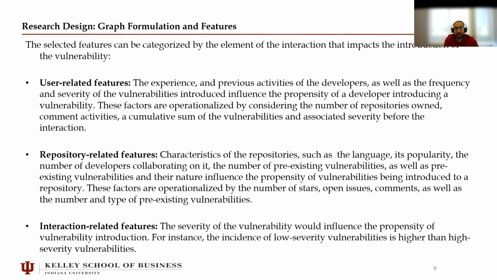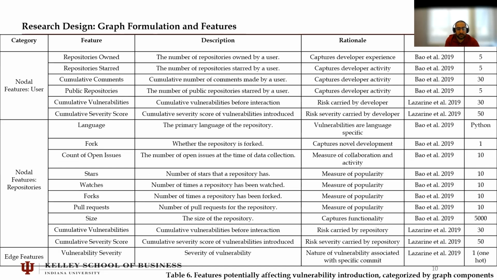Similarly, the intuition behind including repository-related features is that there are several characteristics of the repository: the language, popularity, number of people that collaborate on it, number of pre-existing vulnerabilities. All of these can change the propensity that vulnerabilities would be propagated from that repository. And finally, there would be interaction-related features such as the severity of the vulnerability that would be introduced.